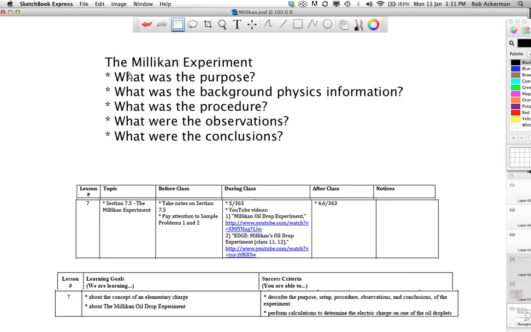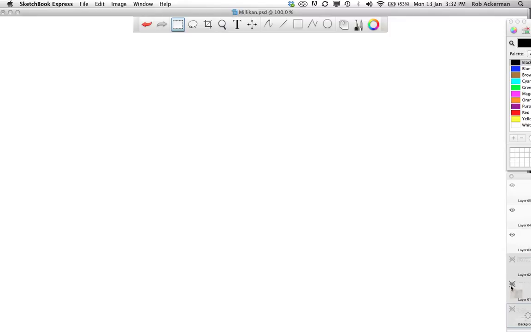So here are some of the questions that we're going to be addressing about the experiment. And also here's where we are in the unit schedule. Here are your learning goals and success criteria. Take a moment to view those, pause the video. When you come back, we will go over all the details of the experiment. Okay, and you're back, and let's get started.